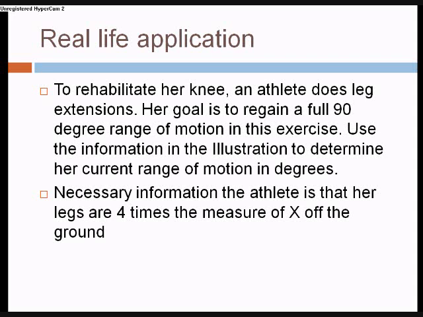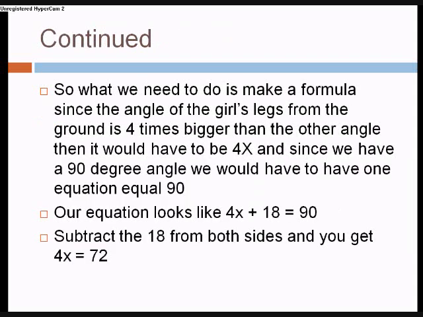But what it is, is an athlete sitting down trying to move her legs in a 90-degree motion. What the picture looks like is she's about 3/4 of the way done with the 90-degree angle. And if you divide 90 by 4, you get 18. So the necessary information given in the picture is that the athlete's legs are 4 times the measure of the x off the ground.